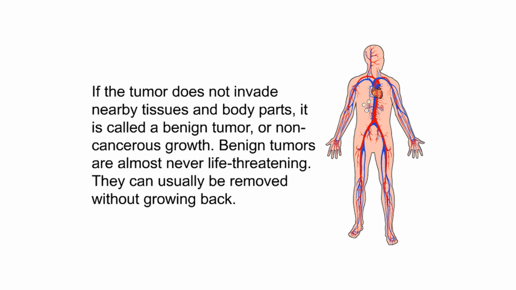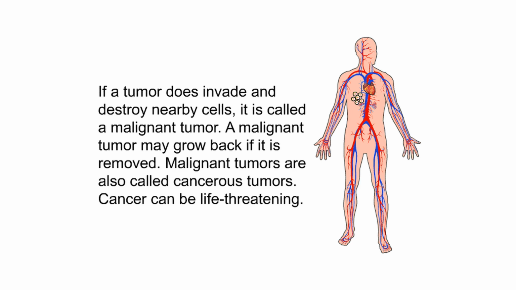If the tumor does not invade nearby tissues and body parts, it is called a benign tumor or non-cancerous growth. Benign tumors are almost never life-threatening. They can usually be removed without growing back. If a tumor does invade and destroy nearby cells, it is called a malignant tumor. A malignant tumor may grow back if it is removed. Malignant tumors are also called cancerous tumors. Cancer can be life-threatening.